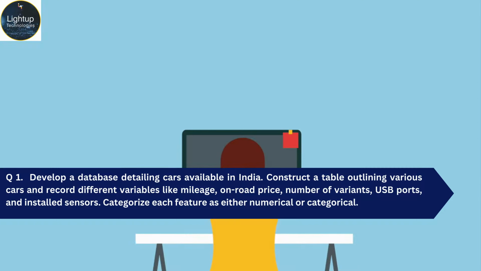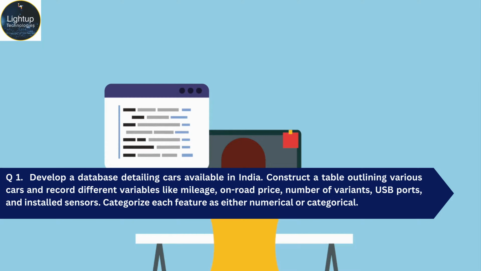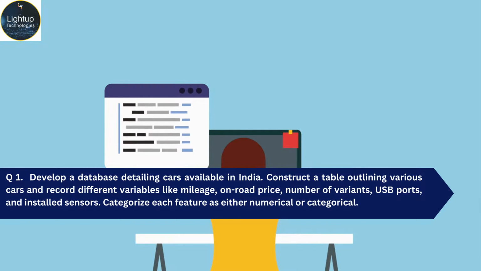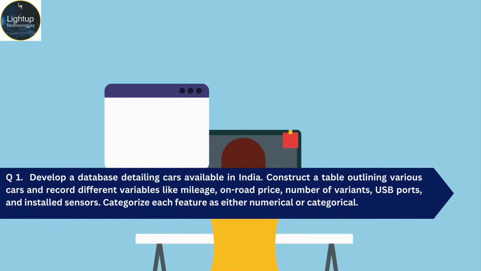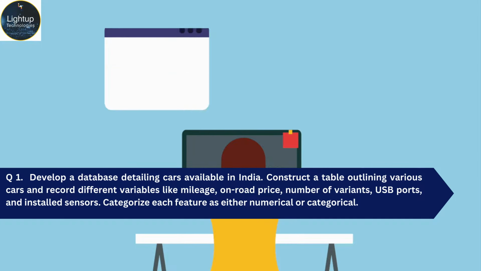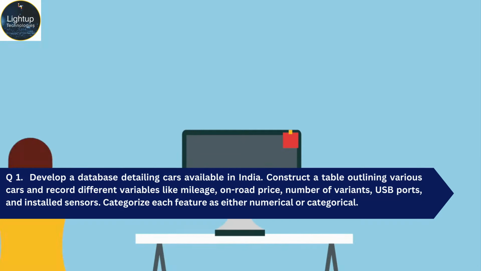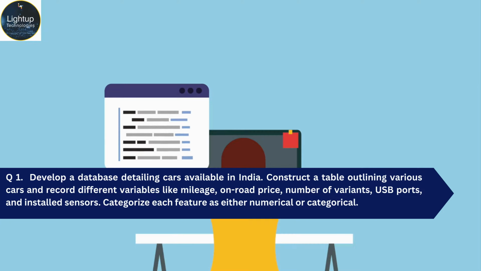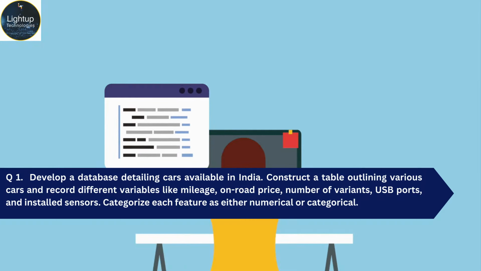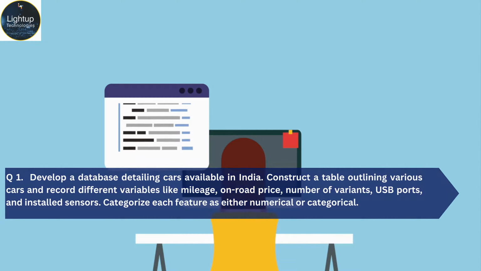Develop a database detailing cars available in India. Construct a table outlining various cars and record different variables like mileage, on-road price, number of variants, USB ports, and install sensors. Categorize each feature as either numerical or categorical.